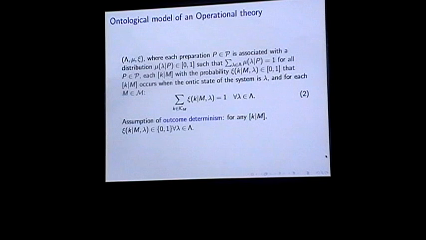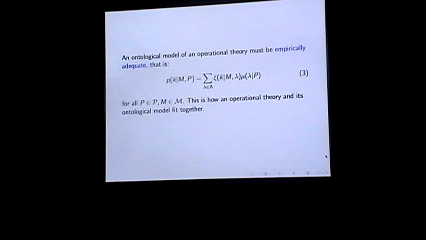And an ontological model of an operational theory should be empirically adequate, in the sense that it should reproduce the predictions of the theory when you coarse grain over the lambdas for a given preparation. You recover the operational statistics. So this is how the two things should fit together. So these are just some basic constraints.